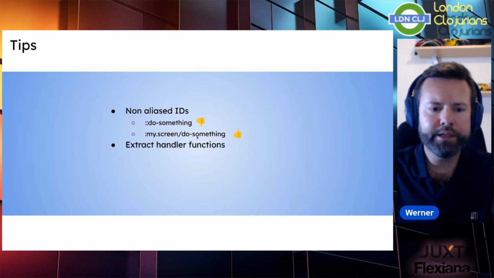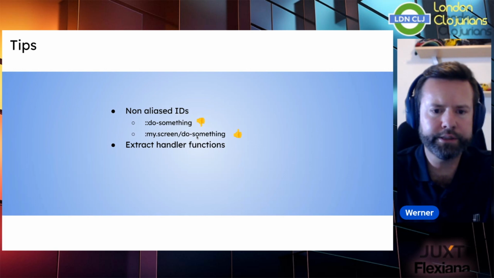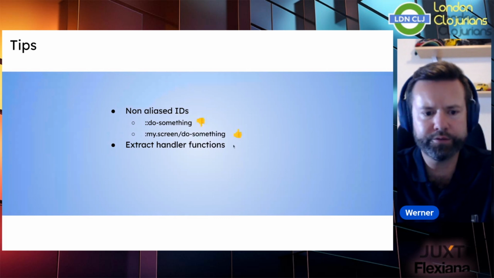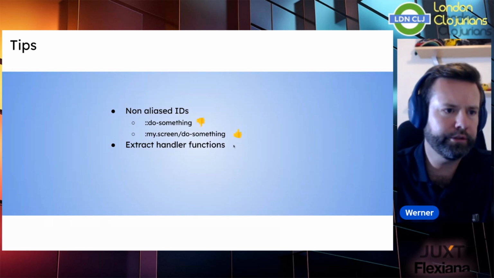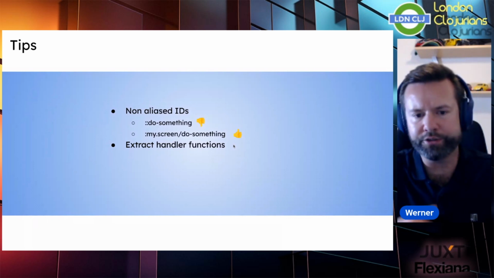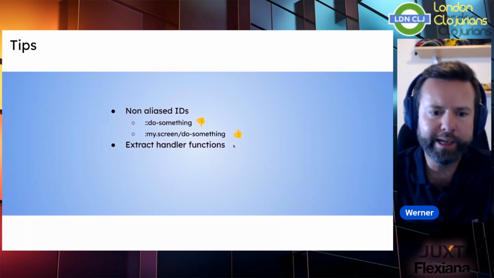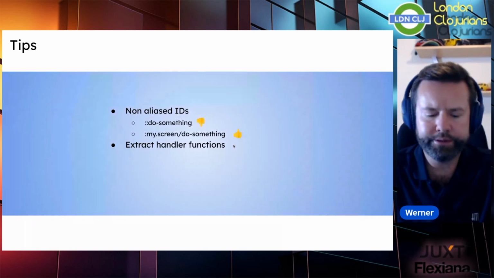Another recommendation is to extract your handler functions. Instead of having an anonymous function inside our reg-event-fx, for example, extract it to the top level namespace. It just tidies things up a bit. It keeps all the registrations nice and tidy together, and our functions are at the top level, able to be easily unit tested.